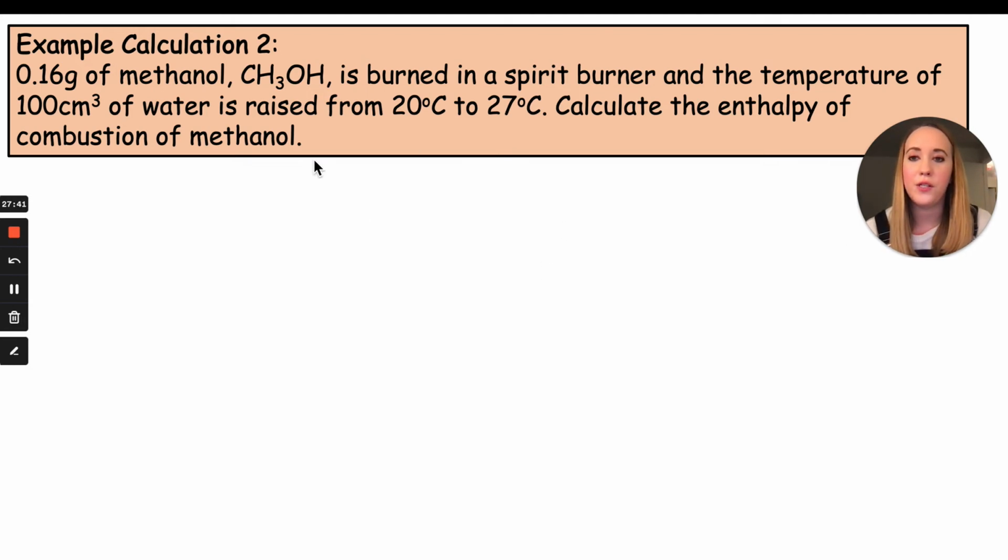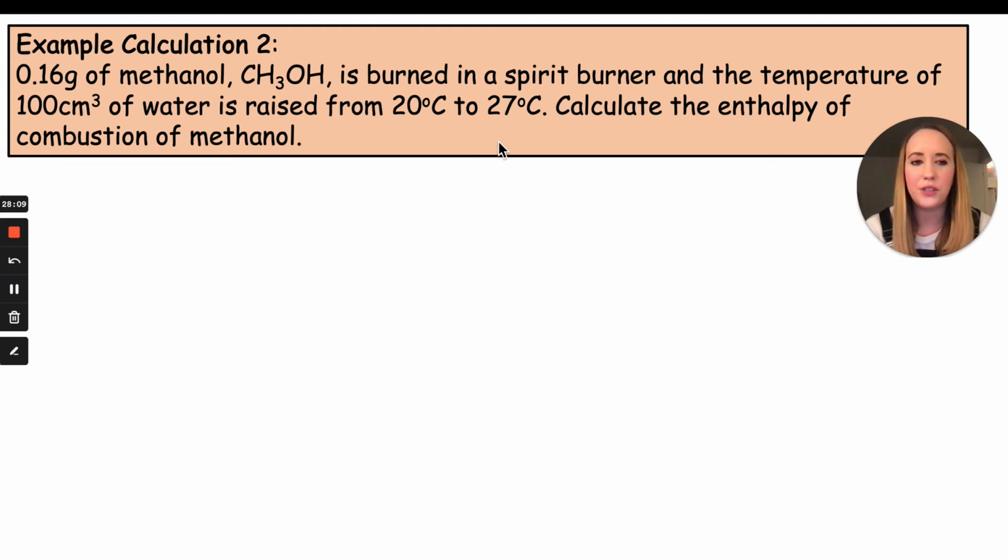Okay, but you can see this question is different to the previous one. They haven't given us a value for the heat released. They have told us the volume of water, and they've told us a start and an end temperature. So that should be your clue from the data in the question that you're going to have to start by working out the heat energy released.